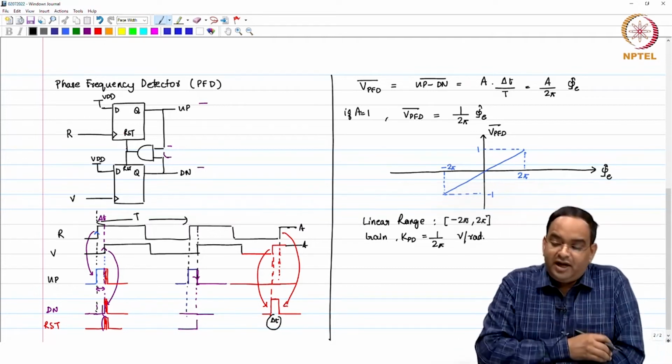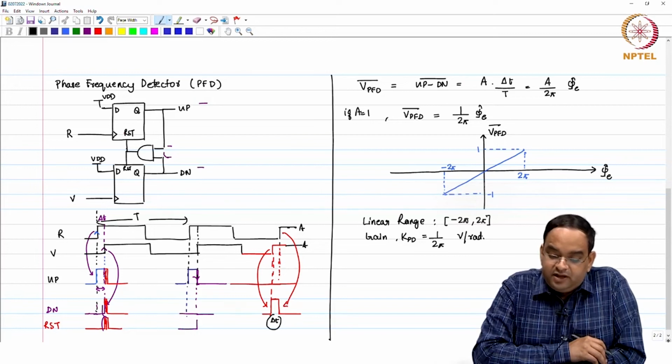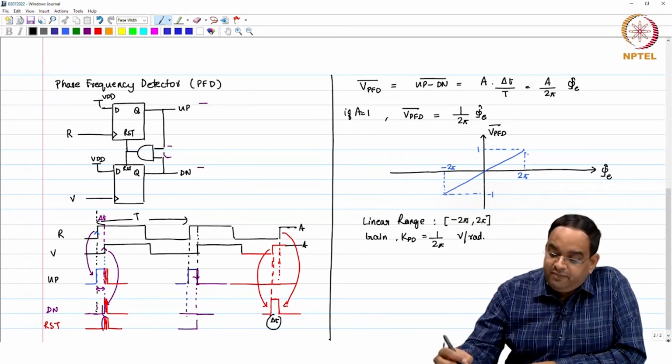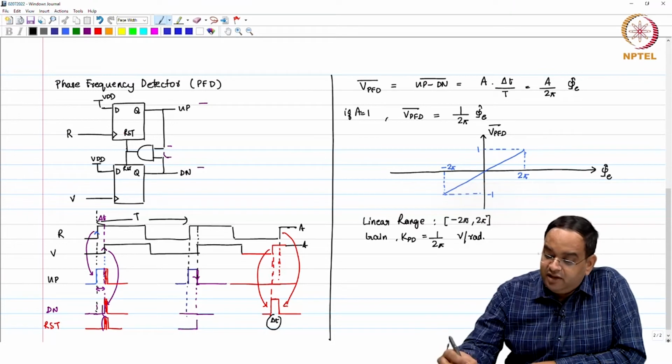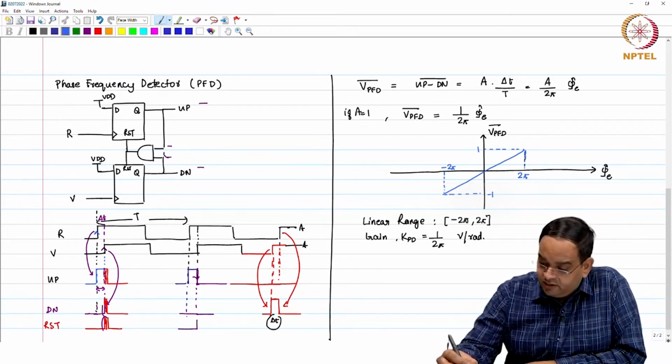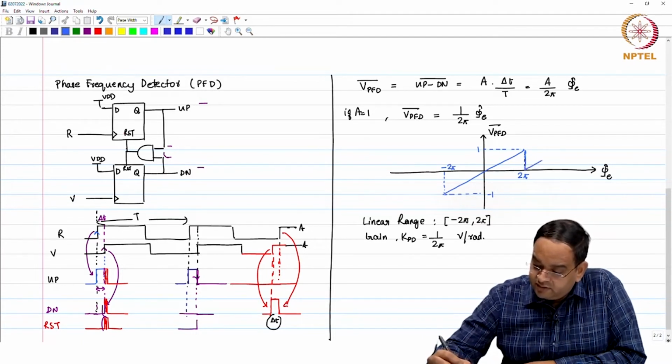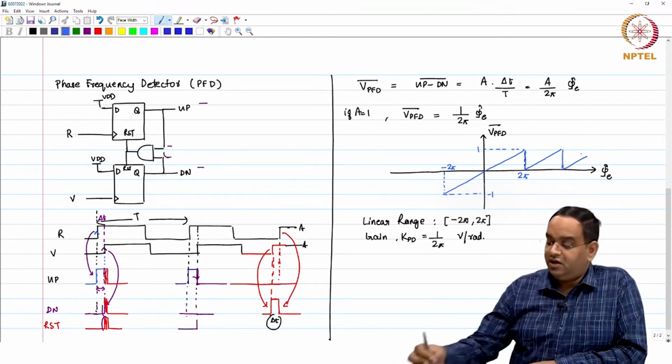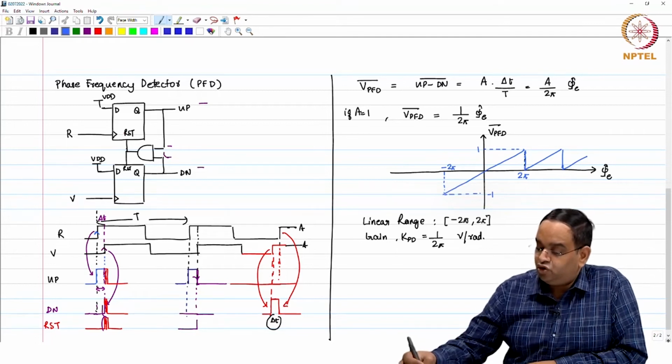Right. Now, what happens when the phase error is more than 2 pi with respect to your reference clock, right? If the phase error is greater than 2 pi, you will find that it will always go like this. Okay. How? Let us just look at it.